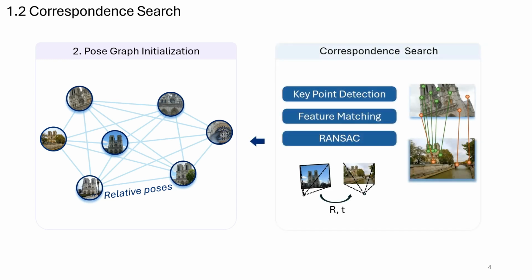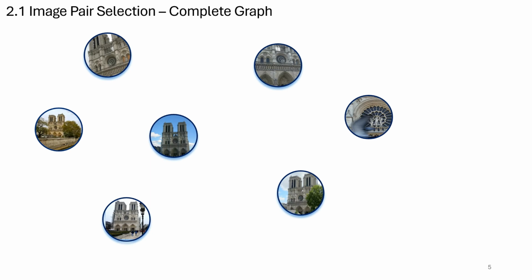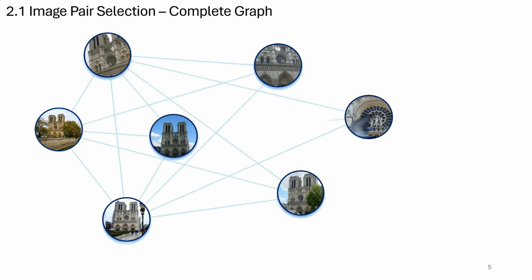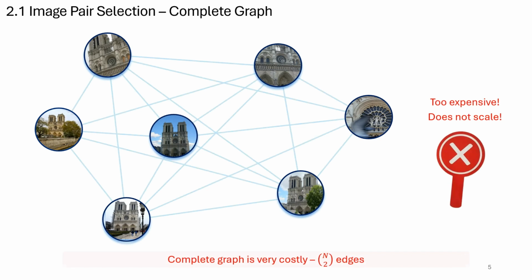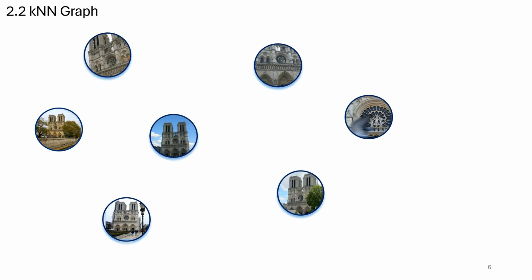To create a pose graph, we do correspondence search, in which we do keypoint detection, feature matching, and run RANSAC on the image pairs to recover the relative rotations and translations. So where do we run the correspondence search? Do we use all the image pairs? Yes, we can. We could simply use all the image pairs, the complete graph. However, it is too costly and it doesn't scale.